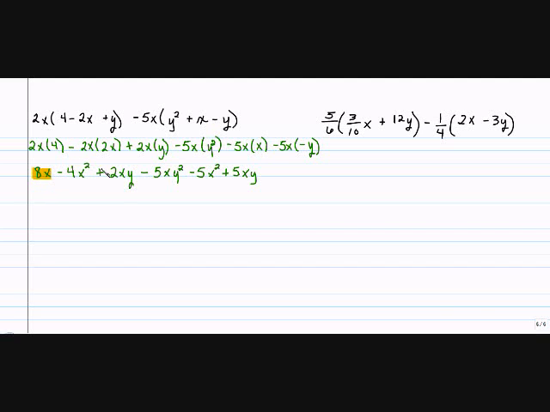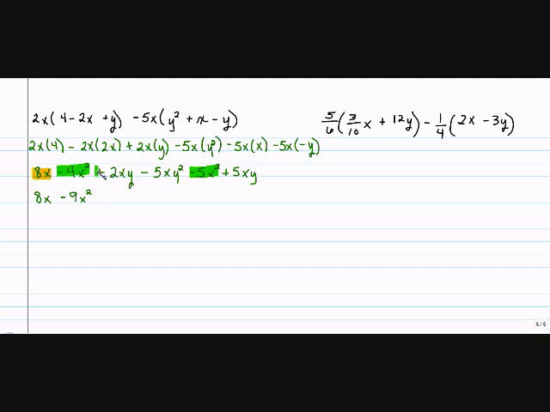I have a positive x, and that's the only one I have. So I'm going to go ahead and rewrite it as 8x. Excuse me. Now I have a negative 4x squared. I'm looking for all my other x squares. And a negative x squared. So I'm going to combine my coefficients. A negative 4 and negative 5 is a negative 9, and they belong to the x squared team.